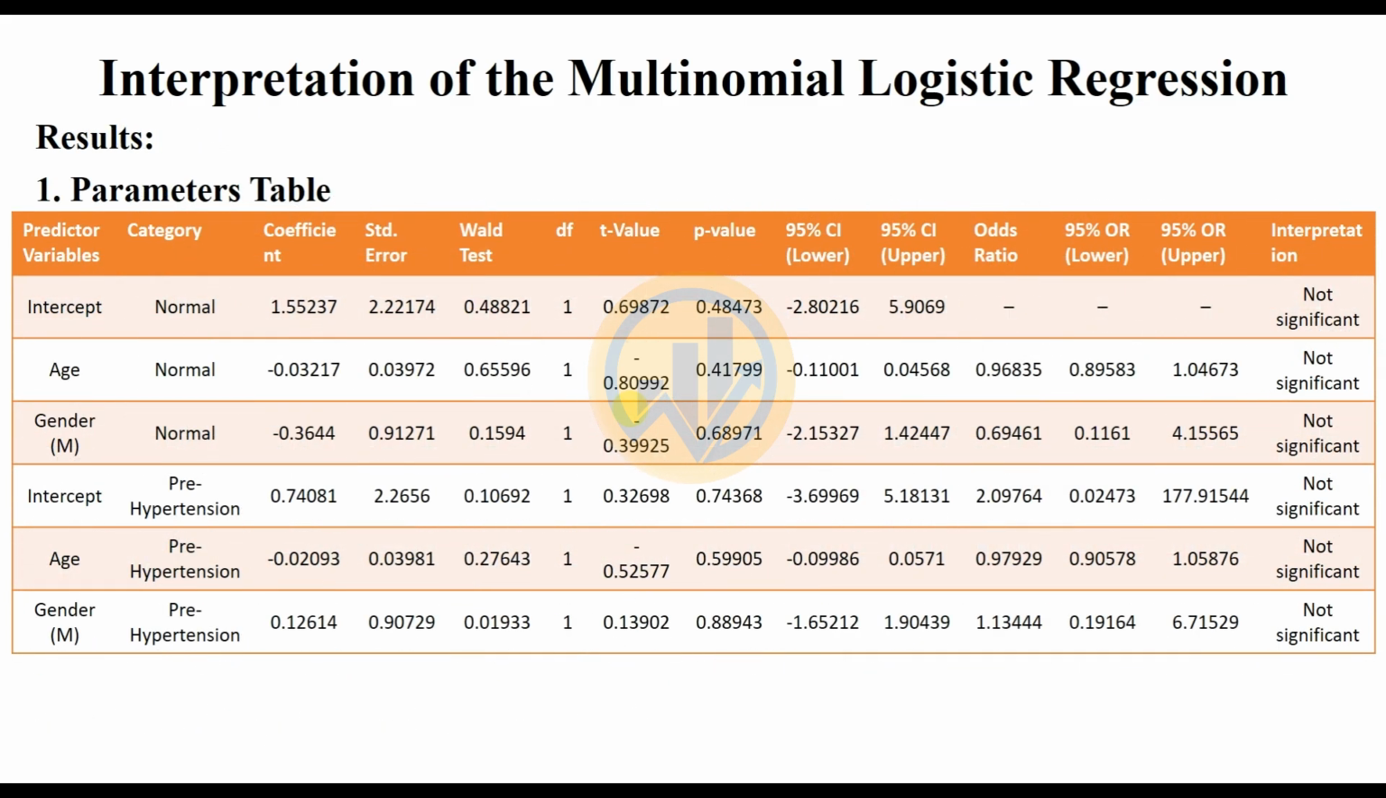The first table presented for the multinomial logistic regression is the parameter table. The values are presented for the response variable categories, normal and pre-hypertension, with the predictor variables intercept, age and gender male for the categories normal and pre-hypertension. The coefficients, standard error, Wald test, degrees of freedom, t-value and p-value are presented in the table.